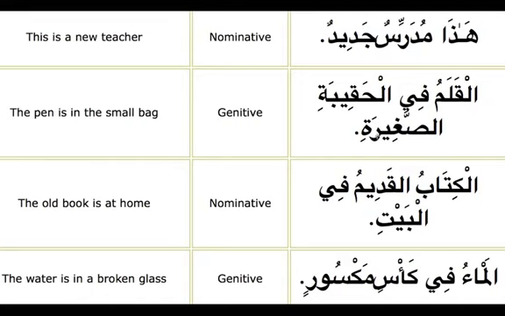If you see kasra, kasra, al, it matches everything. Feminine, feminine, case ending matches, definite type matches, gender matches, everything matches. That is naat and man'ud. This is how we recognize naat and man'ud.